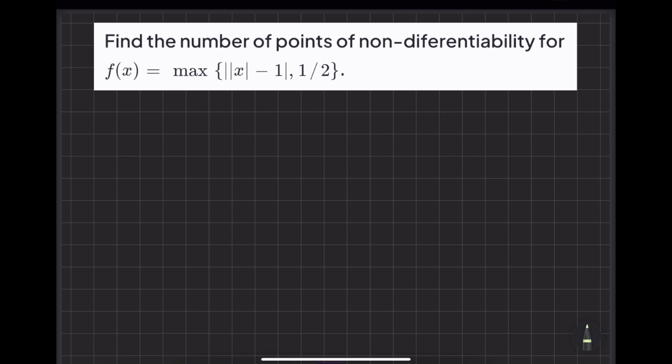So, we got a wholesome new problem which says: find the number of points of non-differentiability for this function. Okay, so you have to find the number of points at which the function is non-differentiable, and you have to consider the maximum function only from this. This is the first function, this is the second function. So, in this case, we will take help of the diagram. Okay, so first try to understand this part.